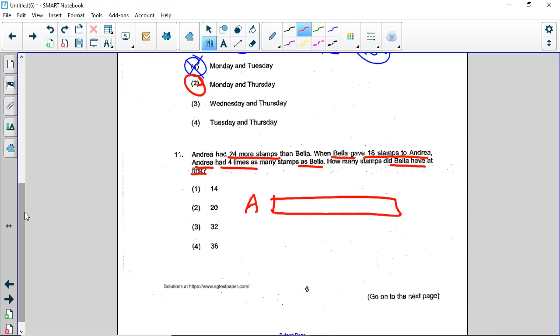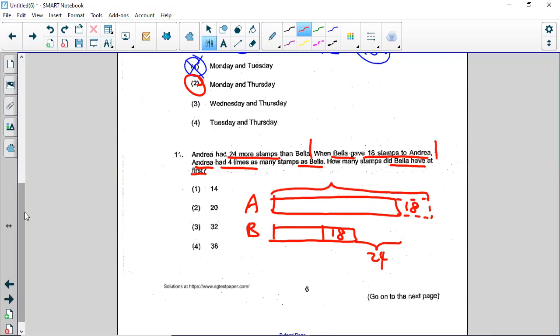So Andrew had 24 more than Bella, so Bella has a shorter rectangle. This is how you draw the first sentence. And then when Bella gave 18, cut 18 here and give away to Andrew. You draw until here, the second sentence already. Then what happened? Andrew had 4 times, so you draw a big arrow and put 4 units. And Bella will have only 1 time, which is the shorter box here, 1 time left. So how many stems did Bella have at first? So your question mark over here. That's how you draw sentence by sentence.